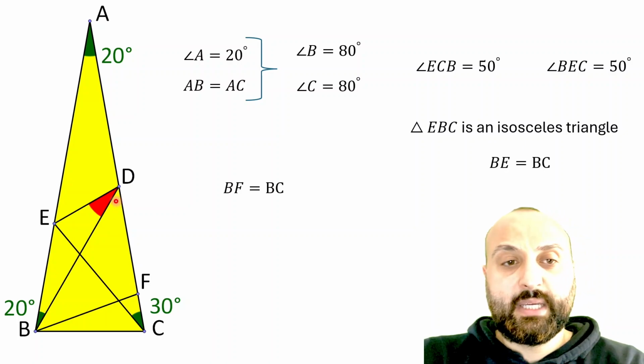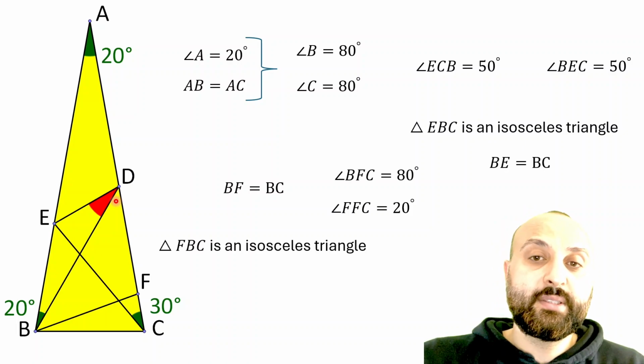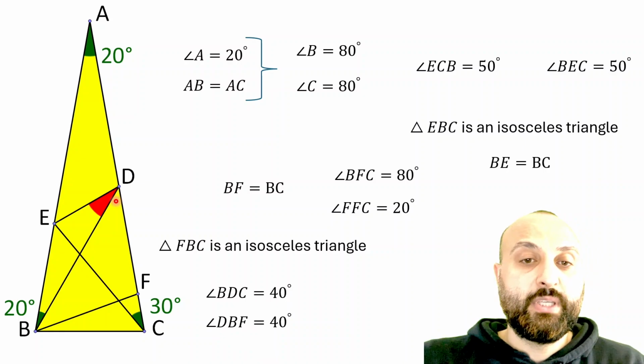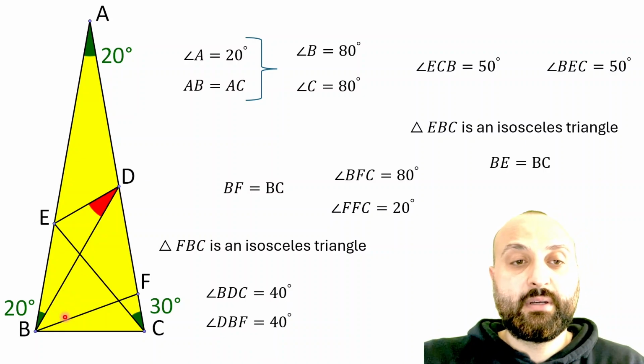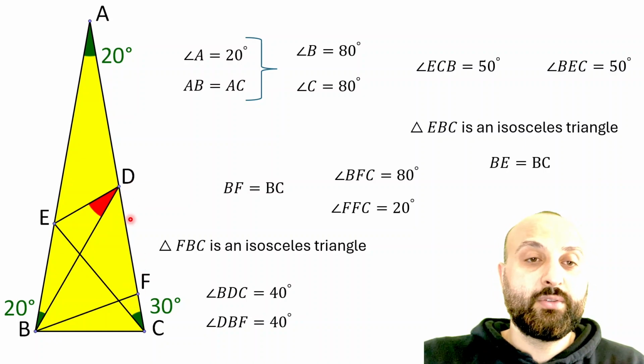So let's see what I have written here. BF is equal to BC. That is okay. This is an isosceles. That is 80 and that is 20. Which means these two angles are going to be 40 degrees. And based on this, we can conclude that BF is equal to DF. So actually, this triangle is also an isosceles triangle.